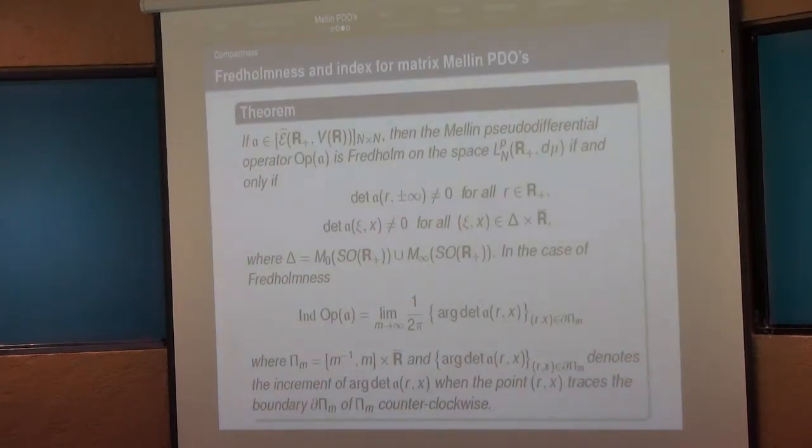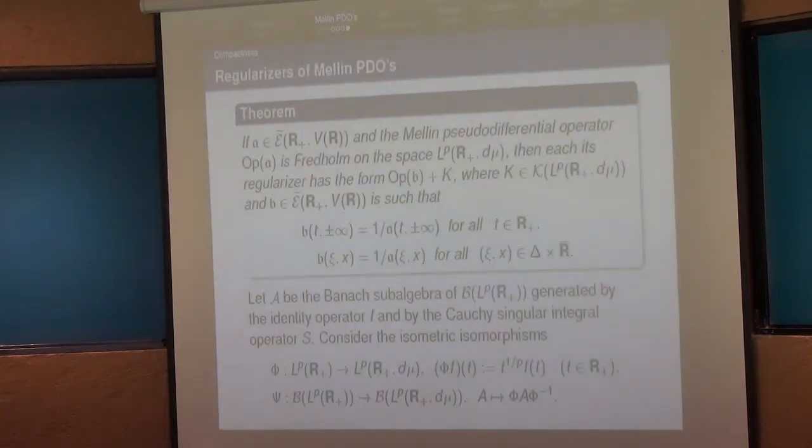So we take the determinant and take the argument over this rectangle when the points run through this boundary counterclockwise, and take the limit when m tends to 0. So this rectangle is a usual rectangle of R plus by R. And we obtain information about regularizers of Mellin pseudo-differential operators.